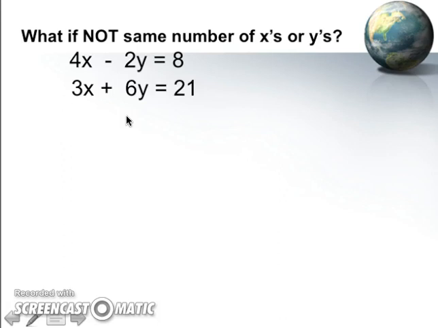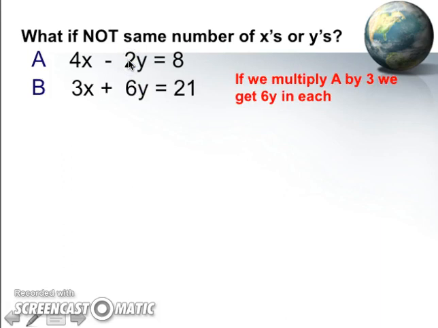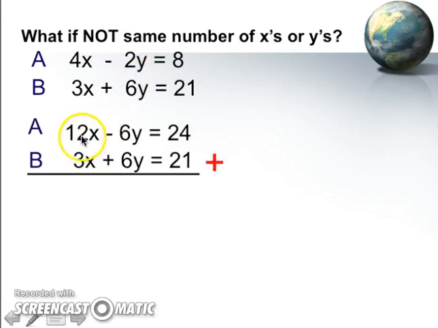Okay, let's try this one. We've got 4x and 3x, which is not good, and 2y and 6y, which is again not good. If we multiply the first one by 3, we're going to get a 6y here, so let's do that. Now we've got 12x minus 6y equals 24, and 3x plus 6y is 21. The signs are different, so we add them together.